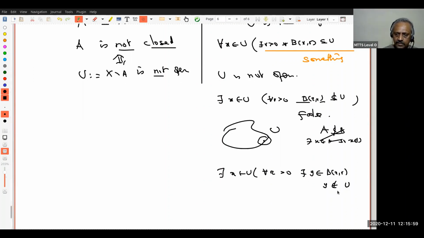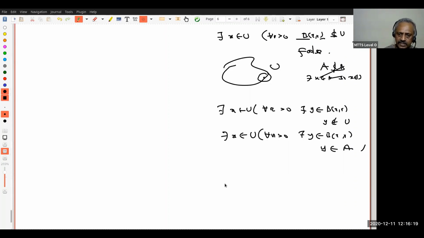But y is not in U. What is U? U is the complement. That means there exists x in U so that for every r positive, there is a y in B(x,r) so that y is in A. Okay, what does this mean? This means there exists x in U so that B(x,r) intersection A is not empty for every r positive.